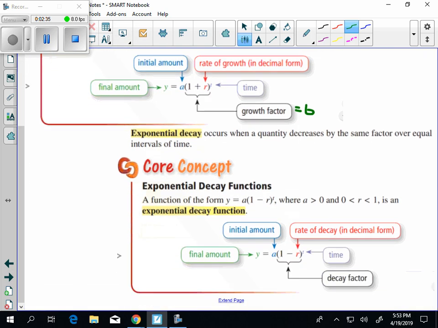Exponential decay is the same exact thing, except instead of adding on that rate, we are subtracting away that rate. So our base is going to be smaller, we're going to be decaying, getting smaller as we go to the right of this function. Pretty straightforward from what we already know, but we want to get in the habit of recognizing that an exponential function can be rewritten as growth or decay to determine what percent growth or what percent decay we're looking at.